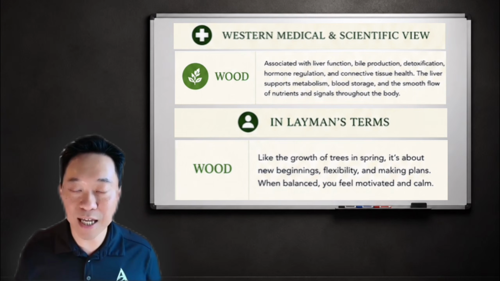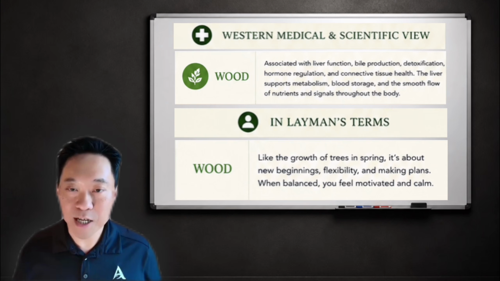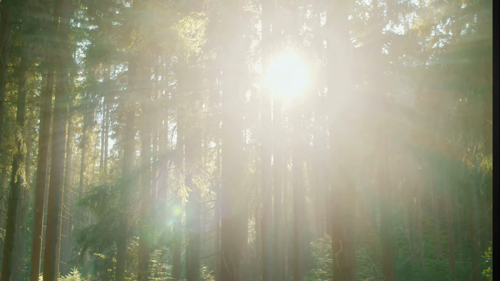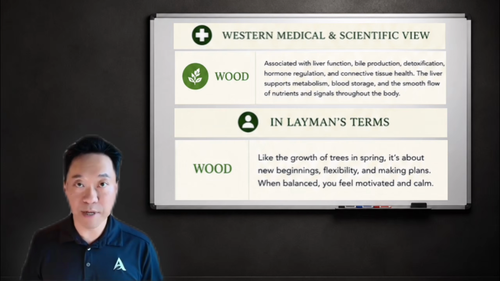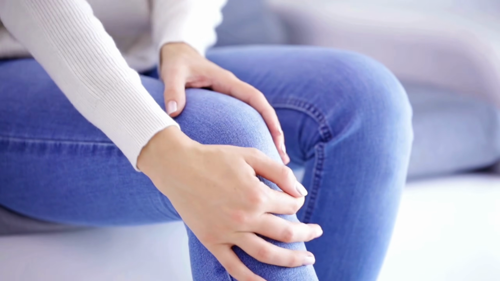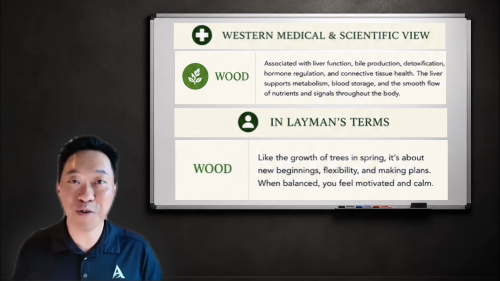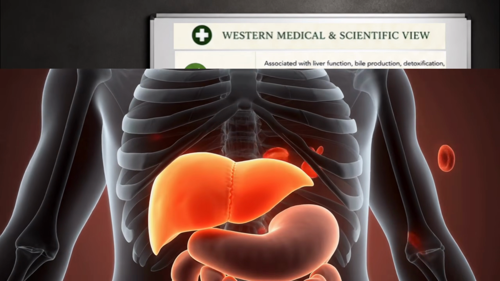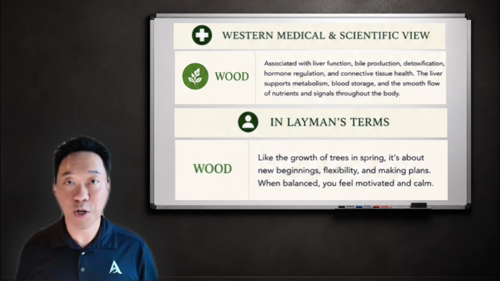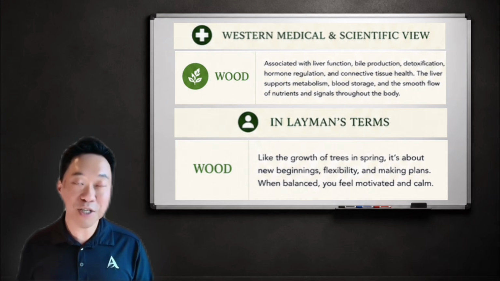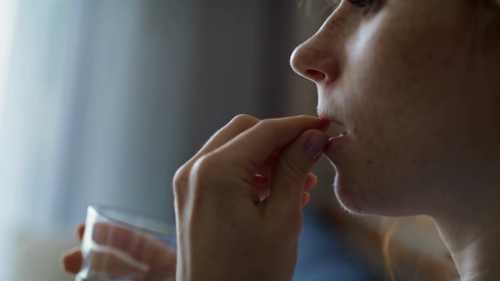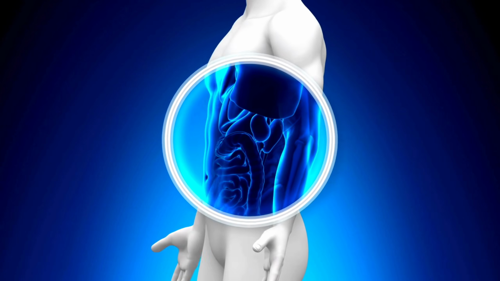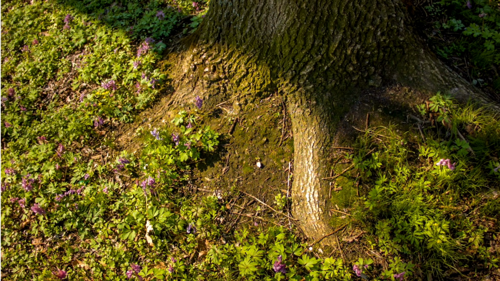Now, what does that mean in your day-to-day life, right? So remember, wood in nature is like the growth of trees in spring. It's about new beginnings, flexibility. The wood element controls your tendons and ligaments, therefore flexibility. If you're inflexible, you're stiff all the time, it could be that your wood element, or your liver and gallbladder function, are not balanced. So to fix the stiffness, you don't just go pop some pills. I mean, you could, but if you want to fix it permanently, or you want your body to fix it itself, then you have to find the root cause. This is the root cause.